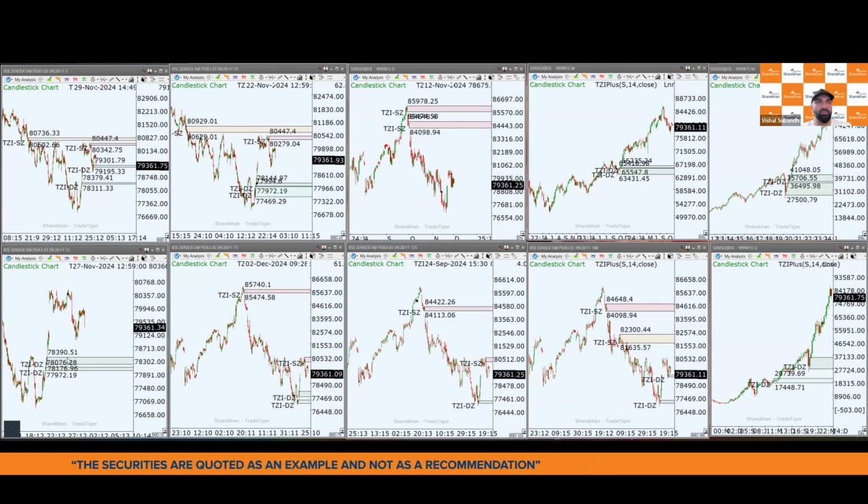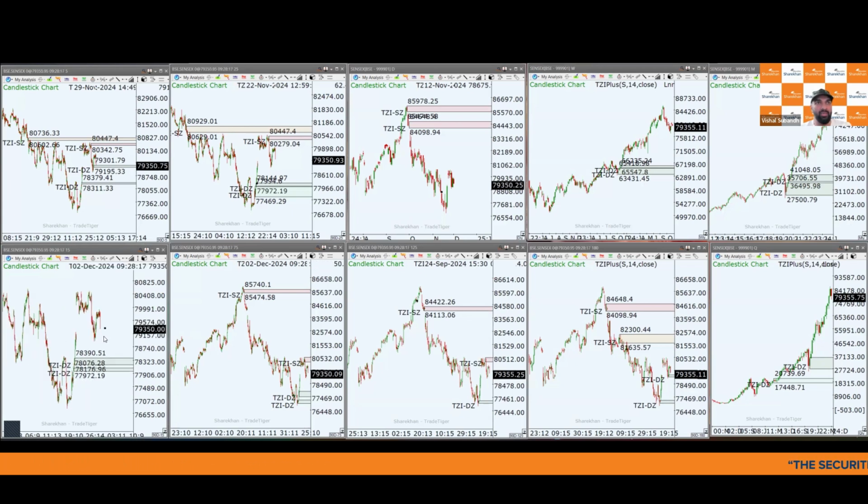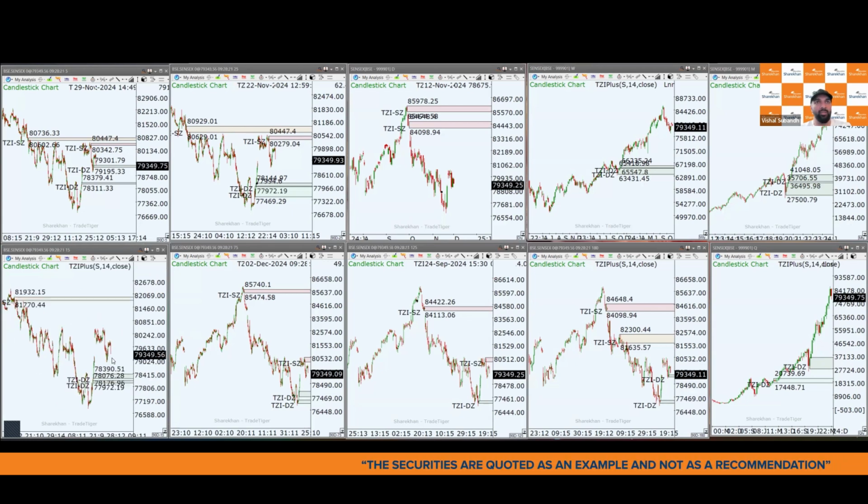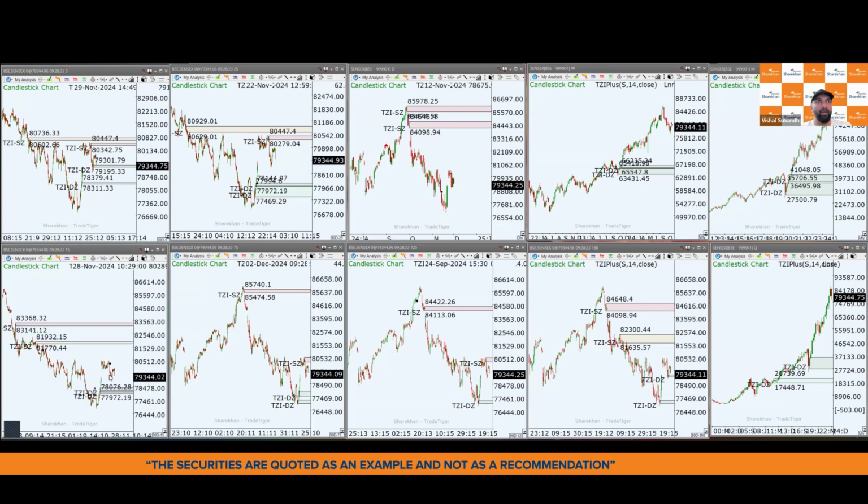So if we just look at the 15-minute chart first, which is over here, this area of demand, 78,390 to 77,972, is going to be a key level of demand. Prices are a little further away from this level of demand, so we expect the price to retrace and then continue its move to the upside.